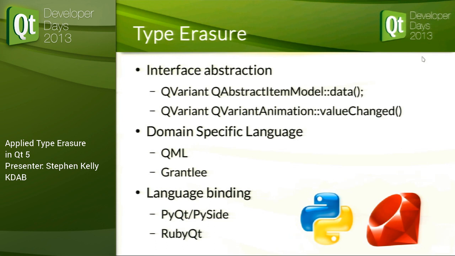It's a domain-specific language. So it's a language that I implemented just for a specific domain. You'll also see a lot of type erasure in language bindings, things like PySide and PyQt, and RubyQt, Smoke, all the Qt language bindings that exist. They all rely on type erasure because, you know, Python doesn't know. Python has a runtime type system rather than a compile time type system too.